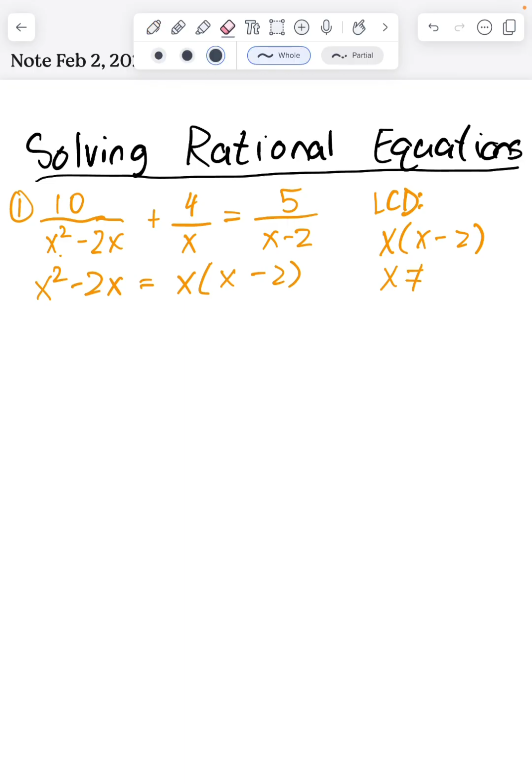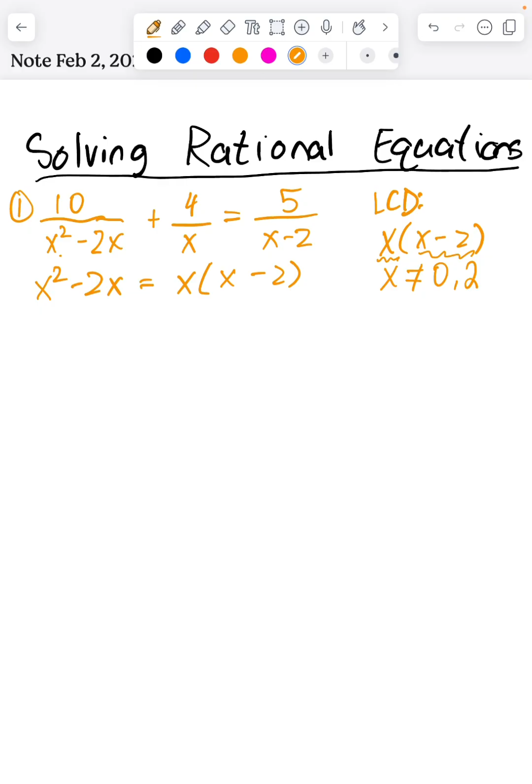So let's see, what is the 0 for this factor? The 0 for just x by itself is 0, whatever I put into x to make this factor 0. What about here? What is the 0 for x minus 2? What can I put into this x to make x minus 2 a 0? The answer there is 2, because 2 minus 2 is 0. So x cannot be 0 or 2. If we find those, we have to reject them.